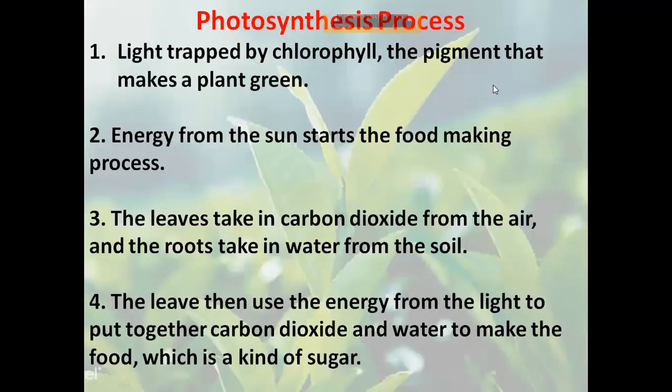So here, the process of photosynthesis, the different steps. The light will be trapped by the chlorophyll. Then the energy will start the food making process. The energy from where? From the sunlight. So this is why the plant should undergo photosynthesis during the day only, since it needs the sunlight energy. The leaf takes in carbon dioxide. Since we said that the leaf needs carbon dioxide, it takes carbon dioxide from the air and it takes the water from the soil.